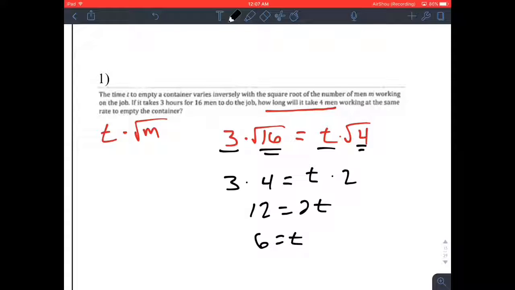T is measured in hours, so it would take 6 hours for 4 men to do the same job. That's right. So it takes 3 hours for 16 men to do the job. It's going to take 4 men working at the same rate 6 hours to do it.